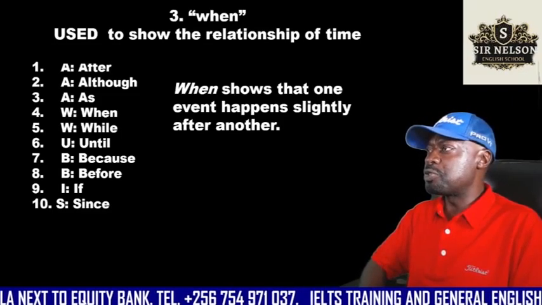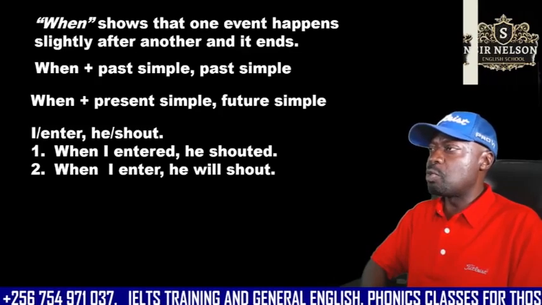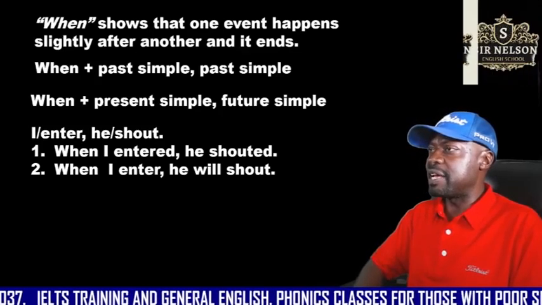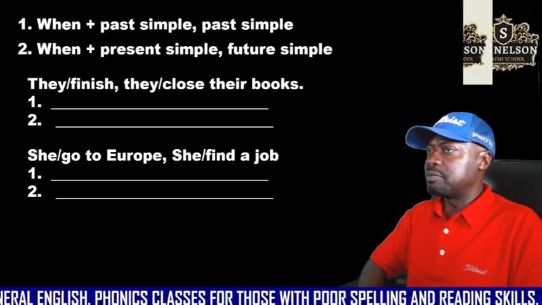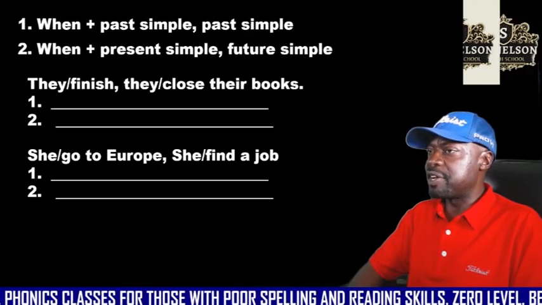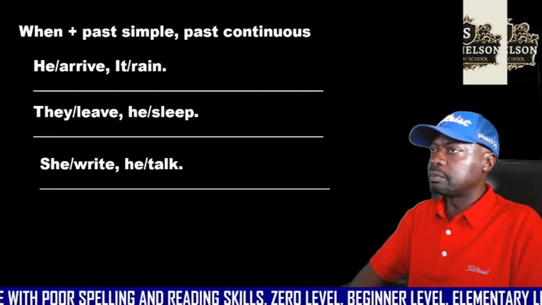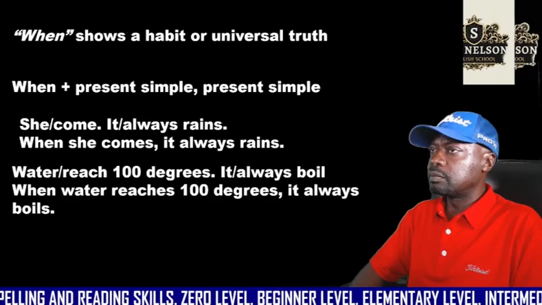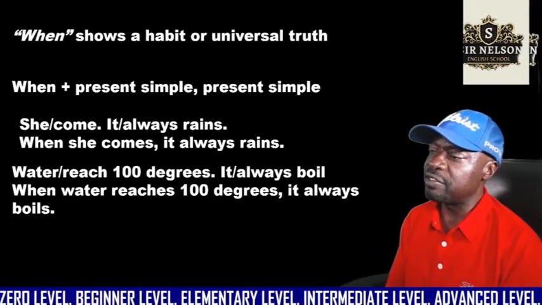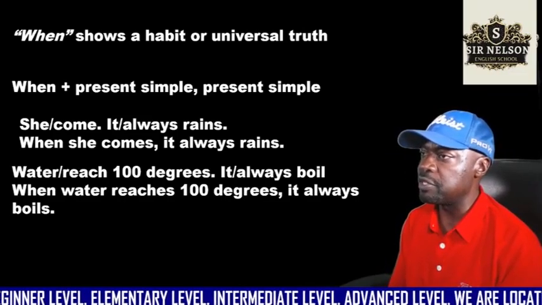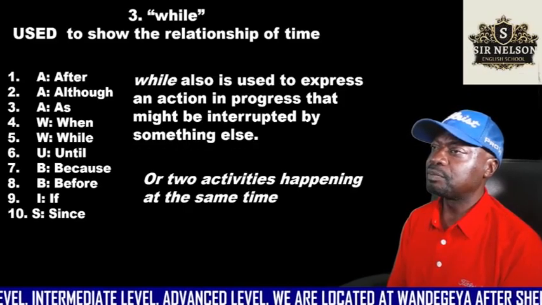When is used to show the relationship of time. When shows one event happened slightly after another. Follow the example and you try this. When can also show a habit or universal truth. For example, when water reaches 100 degrees, it always boils. Follow the example and you try this.